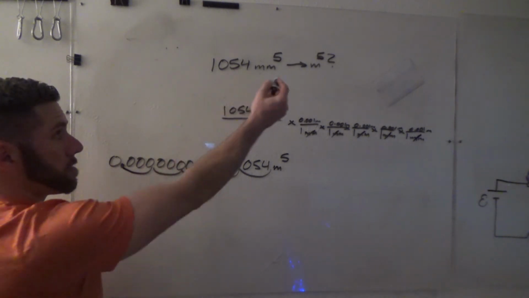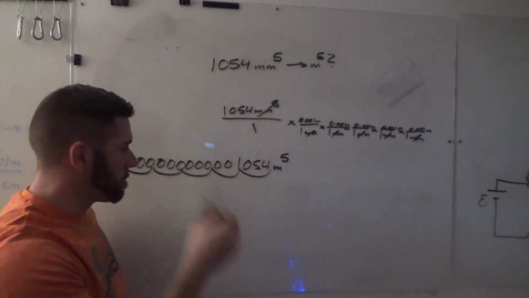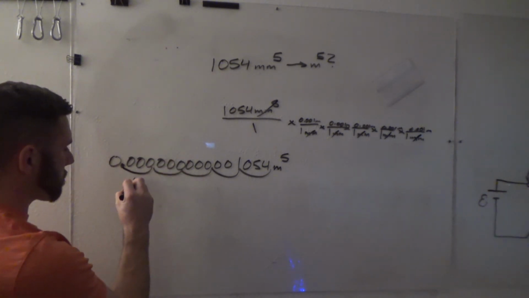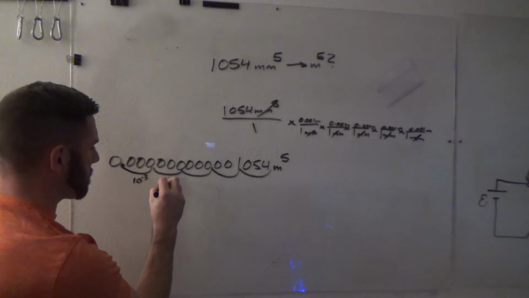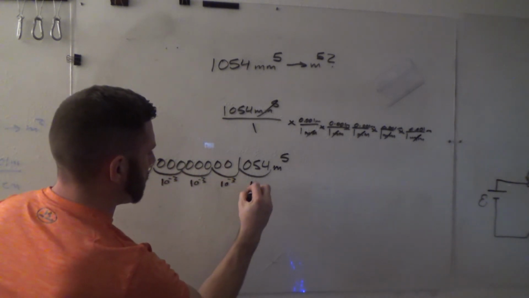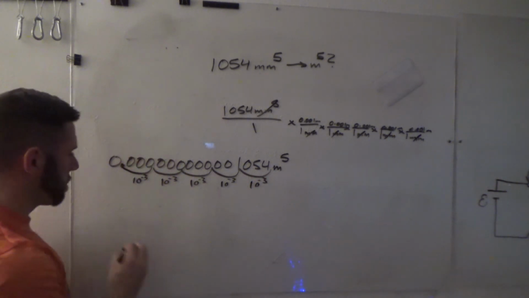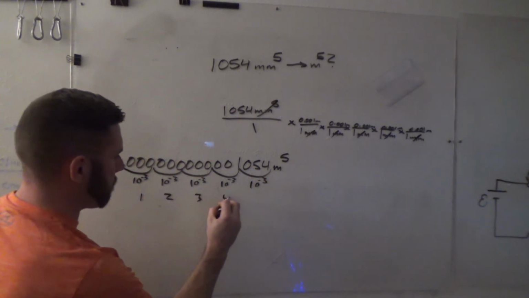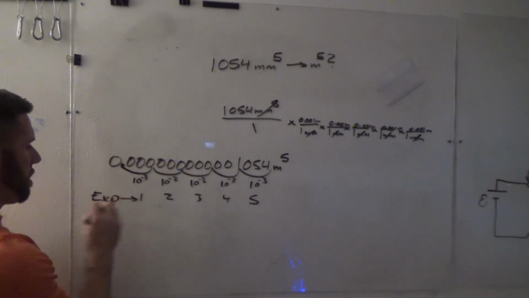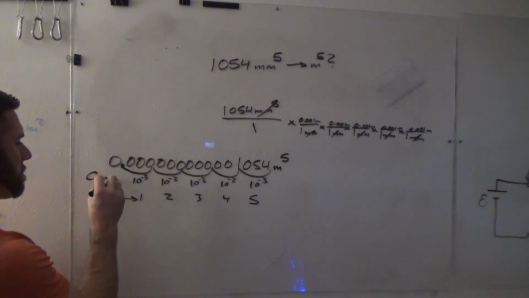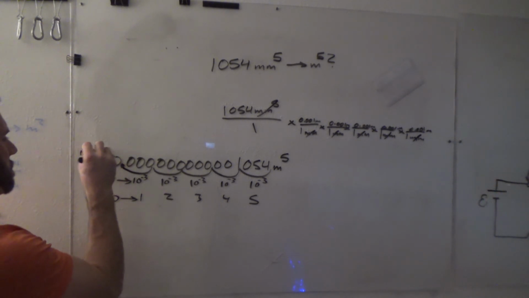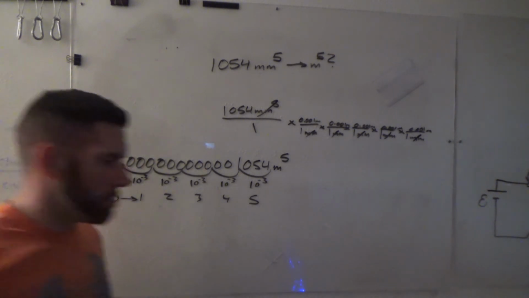So, every time you do millimeter to meter, because right here you have your 10 to the negative third, 10 to the negative third, 10 to the negative third, 10 to the negative third, and 10 to the negative third again. 1, 2, 3, 4, 5. This is your exponent. This is your conversion. This is your answer. That's how you get it.